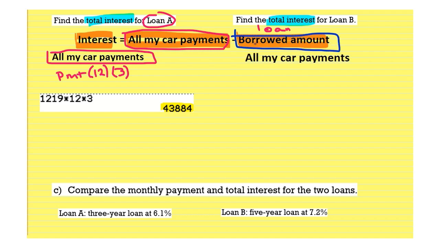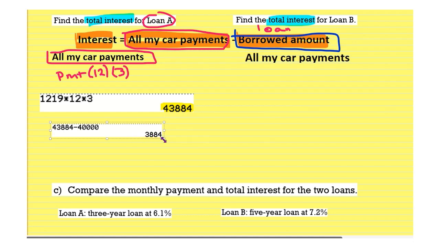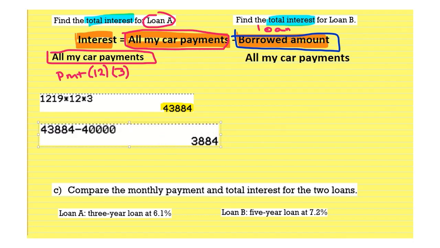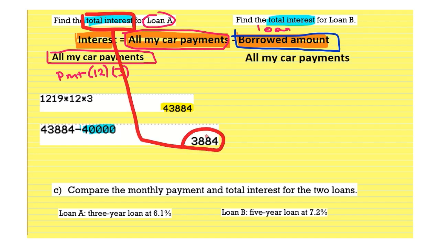But I need to subtract off how much I borrowed. Well, I borrowed $40,000. So that means that for loan A, I am going to make payments totaling 43,884, and I am going to subtract off the 40,000 that I borrowed, and that is going to give me interest. The total interest for loan A is going to be equal to $3,884. So I'll do exactly the same thing for loan B.